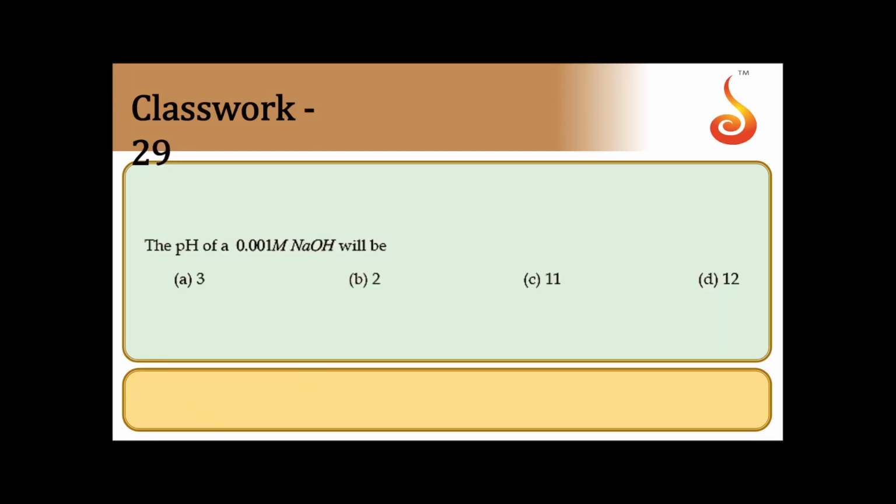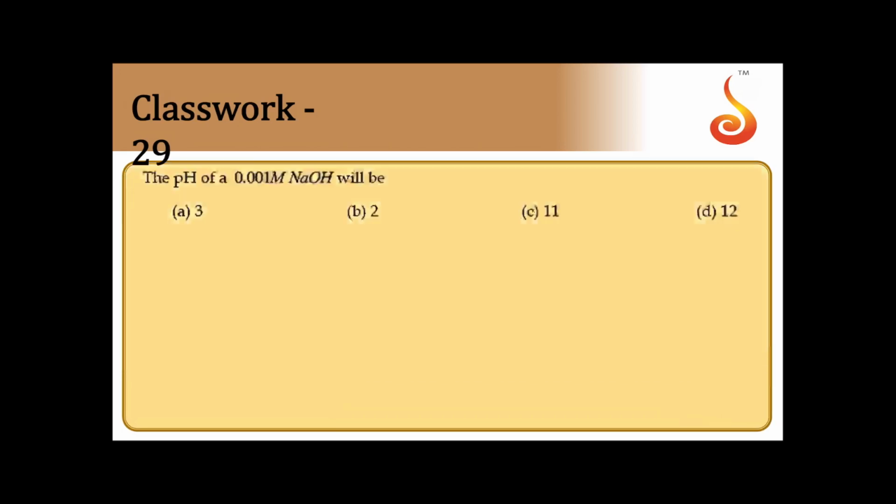Then the pH of 0.001 molar NaOH solution. The concentration of NaOH is given, so the OH minus ion concentration is given indirectly. OH minus is equal to 0.001, which is 10 to the power of minus 3. From this we can find pOH. So pOH will be equal to 3, and pH will be equal to 14 minus 3, which is 11. So pH is 11. Option C is the answer.